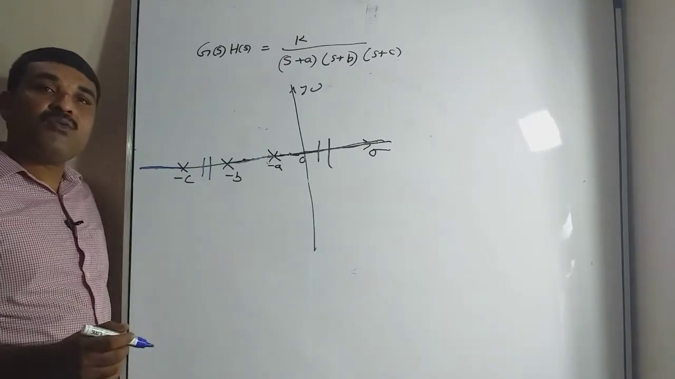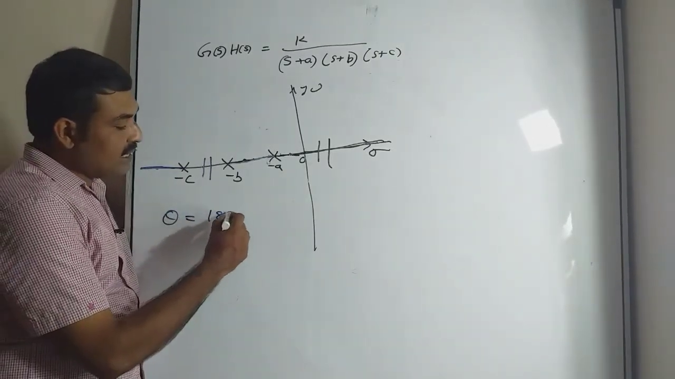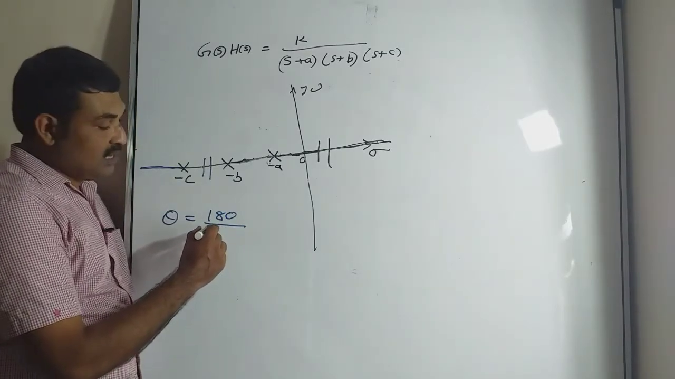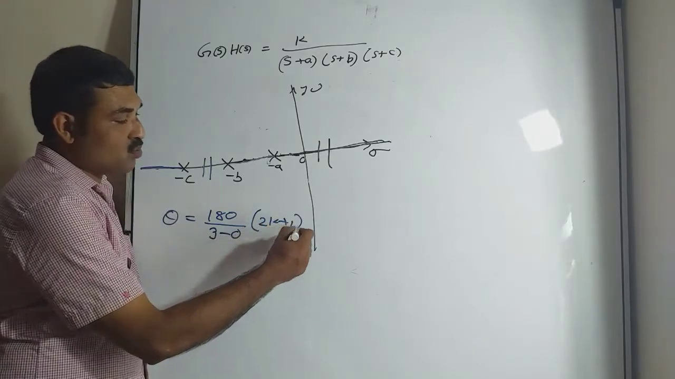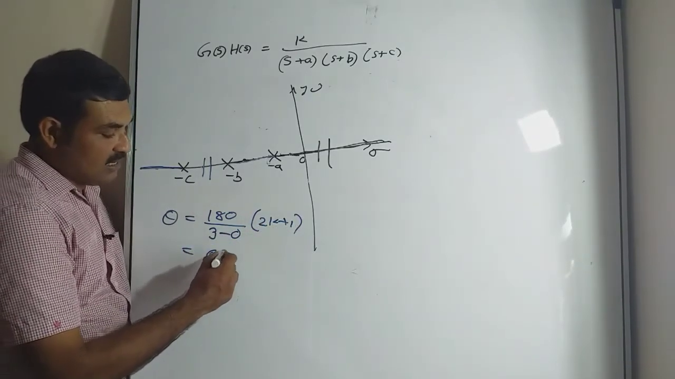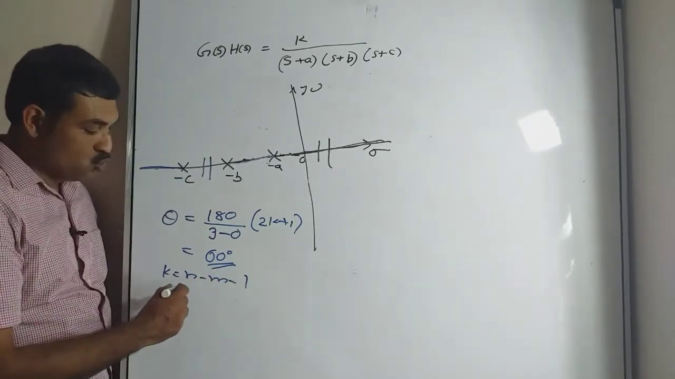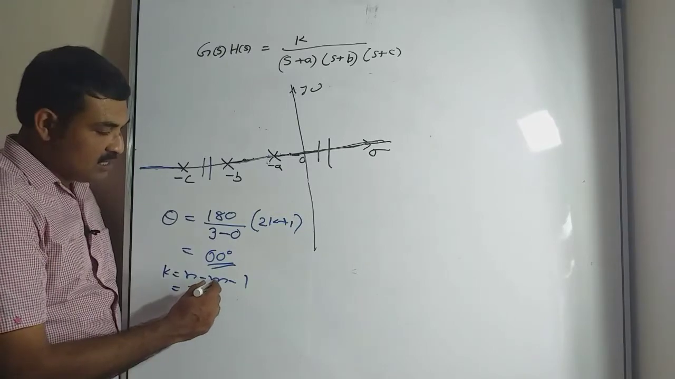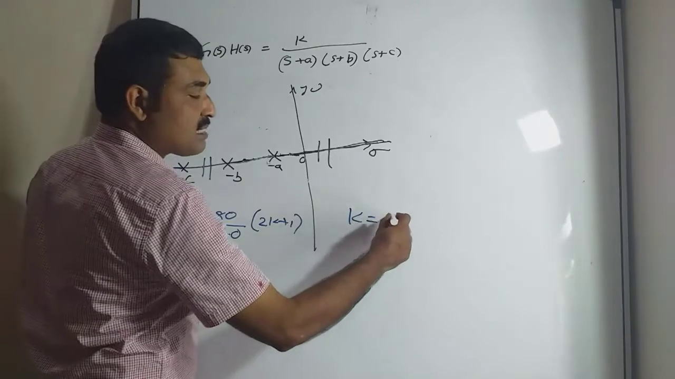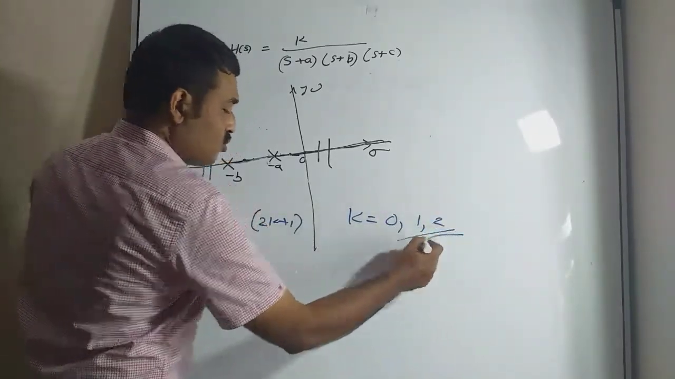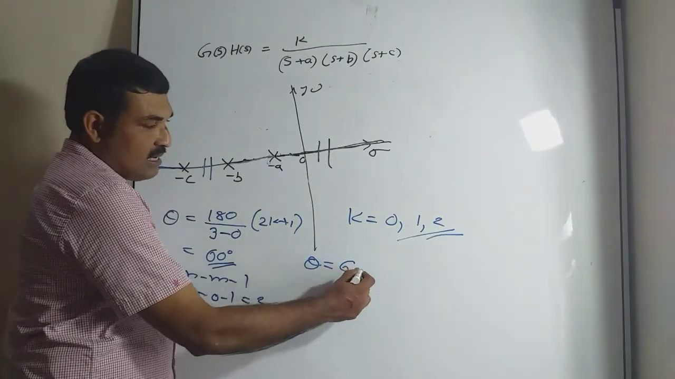Now what is the angle of asymptote? Angle of asymptote, theta, is equal to 180 divided by n minus m, multiplied by 2k plus 1. Here n is 3 and m is 0, so that is equal to 60 degree. k goes up to n minus m minus 1, that is 3 minus 0 minus 1, equal to 2. So the value of k varies as k equal to 0, 1 and 2. Substituting, we get the angle of asymptote equal to 60 degree.